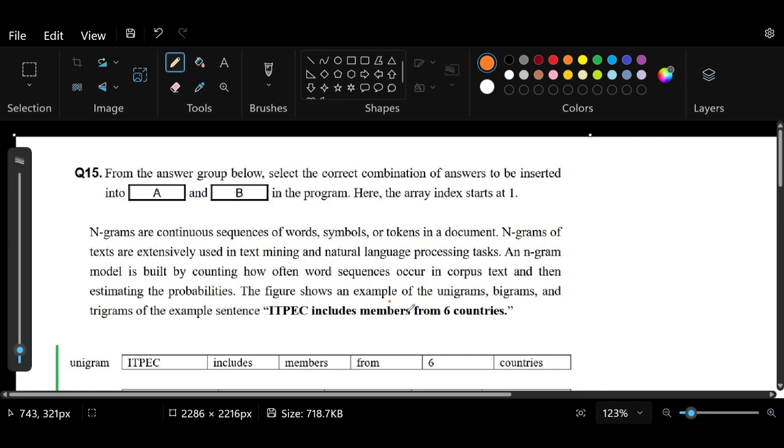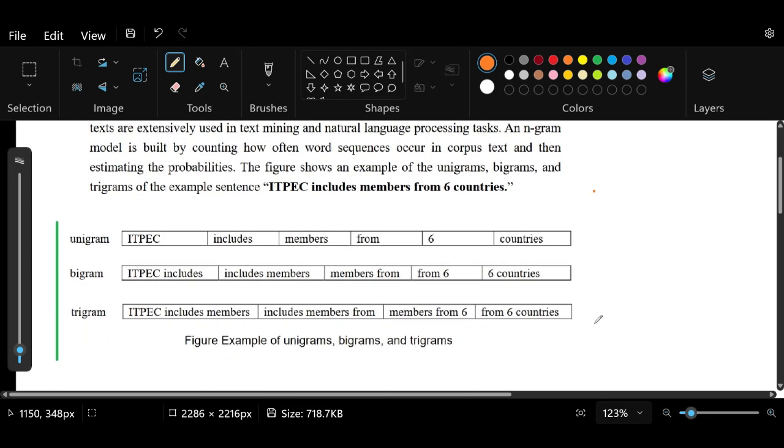The figure shows an example of the unigrams, bigrams, and trigrams of the example sentence: IDPEC includes members from 6 countries. We can see from the example of a unigram, a bigram, and a trigram how the output should go. If it's a unigram, each word would be put in a slot. If it's a bigram, there will be 2 words, and the sequence would be arranged in this way.